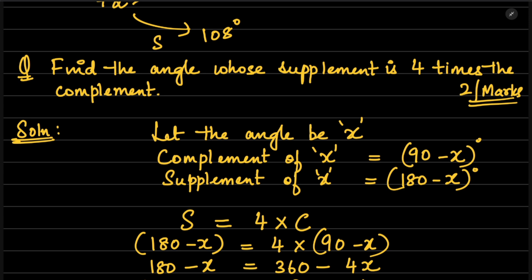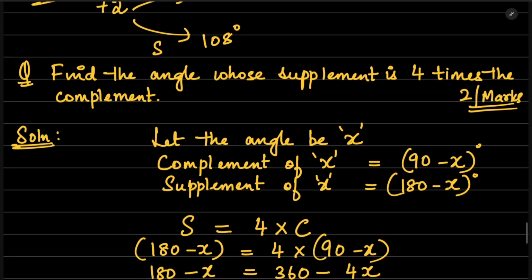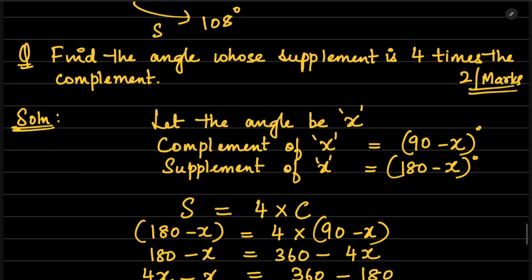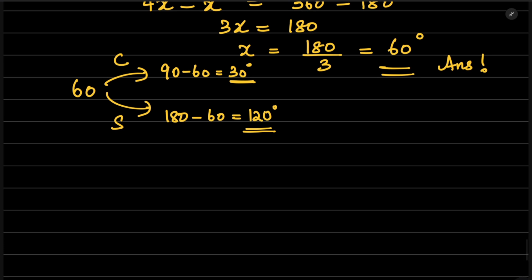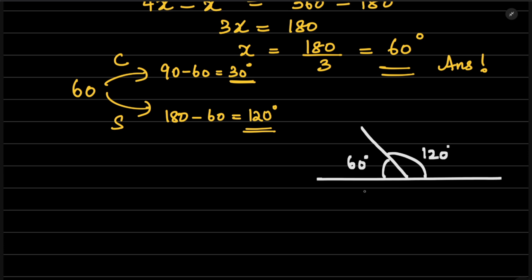Now, one other very important thing is what I mentioned about adjacent angles. The complementary and supplementary angles don't have to be adjacent. For example, suppose you have a straight line, and here this is your 60 and this is your 120. Now these angles are adjacent to each other because they have a common arm and a common vertex.